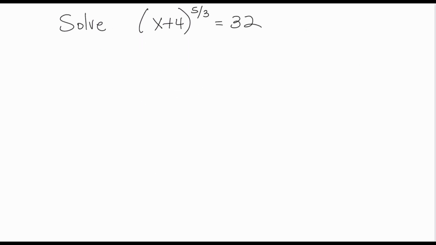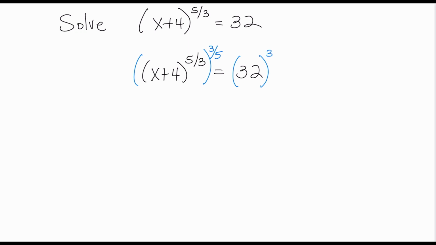All right, let's try another equation where we have these rational exponents. In this case, I have x plus 4 to the 5/3 power is equal to 32. You have to be very careful here because I know maybe you want to subtract 4 from both sides, but you can't, okay? You can't subtract 4 because of those exponents that are right there. So instead, what we're going to do is raise both sides to the reciprocal power, which in this case, the reciprocal of 5/3 is 3/5.